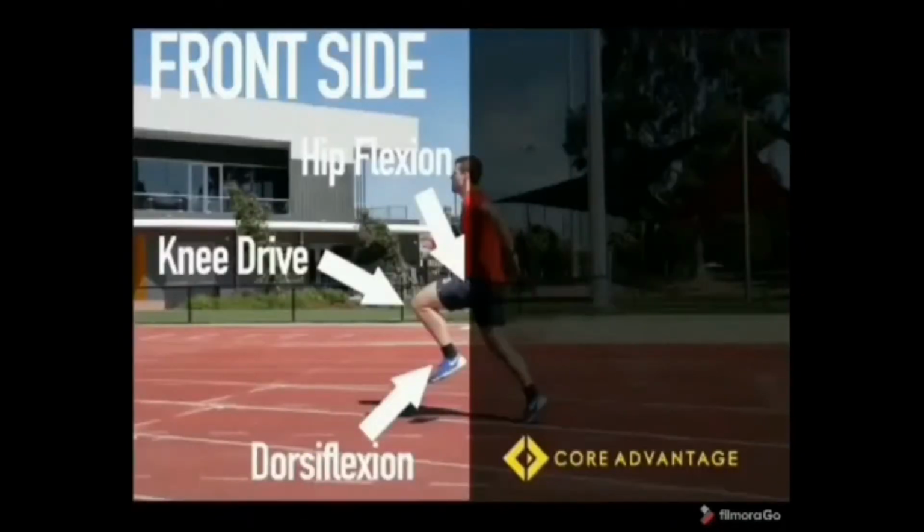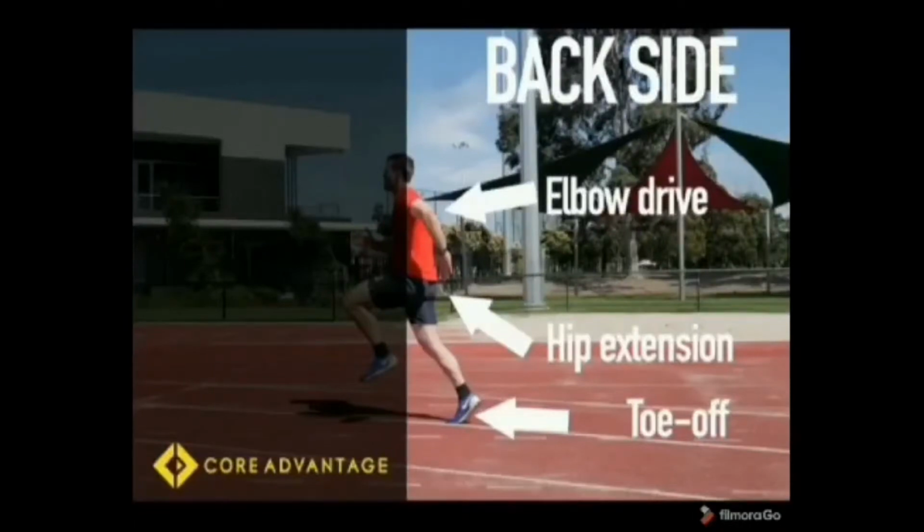So this is an example picture of front side mechanics. Front side mechanics refers to the motions of the swing leg that occurs in front of the body. Another is the backside mechanics. Backside mechanics refers to the motions of the swing leg that occurs behind the body.